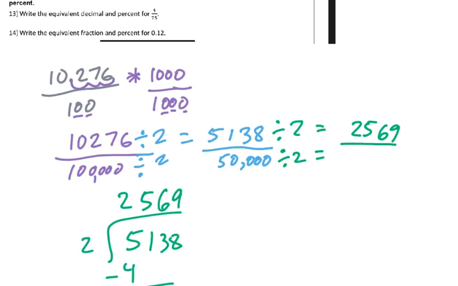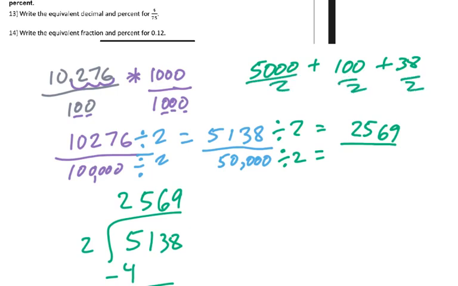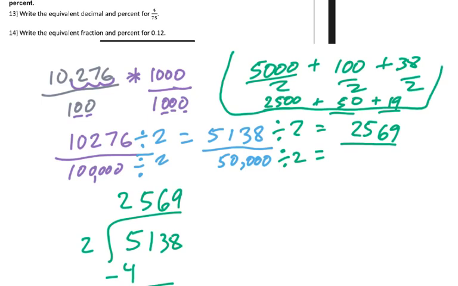If you wanted me to do this in my head, the way I would think about it is I would think of it as 5,000 plus 100 plus 38, and I would divide each of these by 2. So this would be 2,500. This would be 50. And in my head, 40 divided by 2 is 20, so this would be 19. That's 69. That's 25. So it's 2569. That's how you would do it in your head. I did long division because I think it's a little clearer, but if you get comfortable doing it this way, it's really not as hard as it seems.